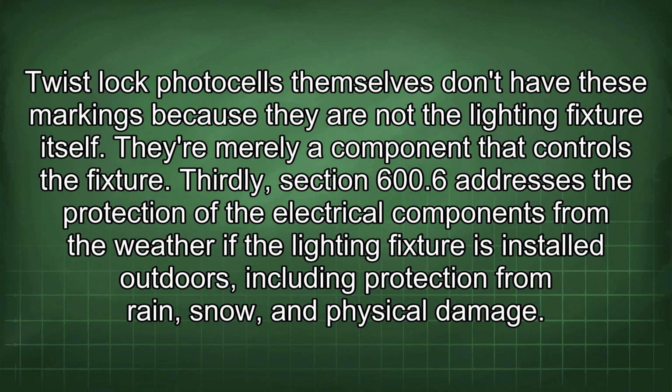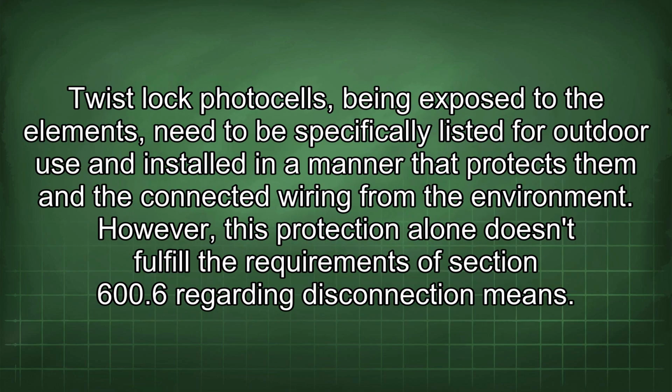Thirdly, Section 600.6 addresses the protection of the electrical components from the weather if the lighting fixture is installed outdoors, including protection from rain, snow, and physical damage. Twist lock photocells being exposed to the elements need to be specifically listed for outdoor use and installed in a manner that protects them and the connected wiring from the environment. However, this protection alone doesn't fulfill the requirements of Section 600.6 regarding disconnection means.